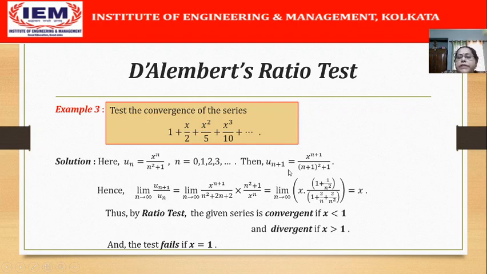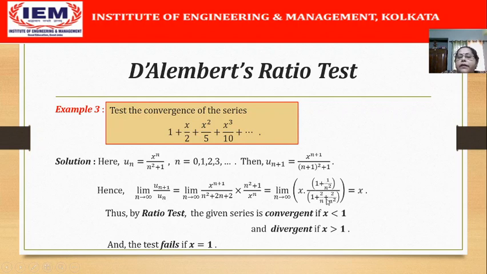Then un plus 1 will take the form x to the power n plus 1 divided by n plus 1 whole square plus 1. Now as usual, we will form the ratio and then take the limit. So limit n tends to infinity, un plus 1, this is x to the n plus 1 and the denominator is actually n square plus 2n plus 2 multiplied with, from un we get n square plus 1 by x to the power n. So as we simplify this term, we are left with x, and if we take out n square from both the numerator and the denominator, numerator is 1 plus 1 by n square and denominator is 1 plus 2 by n plus 2 by n square.